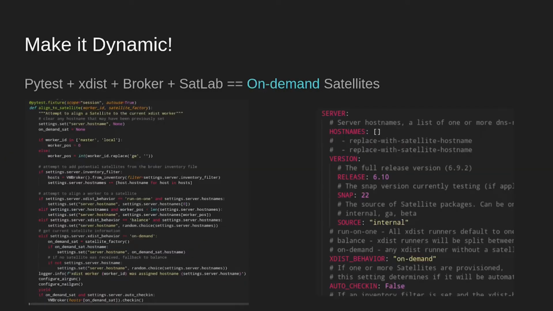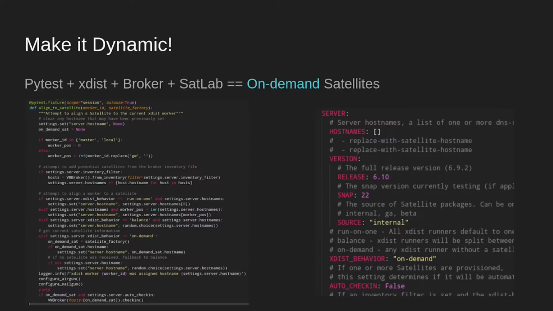Now this is where it becomes truly dynamic. We combined PyTest with the xdist plugin, with Broker and SatLab to come up with this. We use a session-level autouse fixture to determine our satellite target alignment for each xdist worker. There are a few possible modes with this method. Run on one, meaning all xdist workers will run on one satellite, which is like what we had before. Balanced, which attempts to balance the xdist workers on the satellites that are available, as well as on-demand.